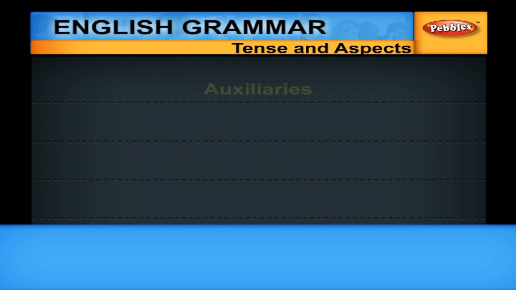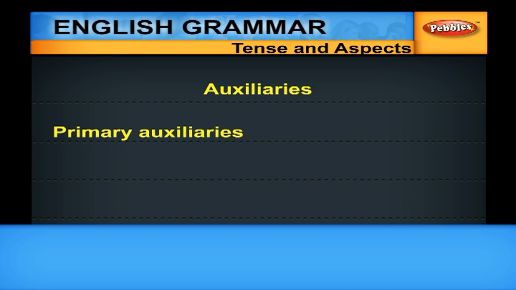Then, what about auxiliaries? They are broadly classified as primary auxiliaries and secondary auxiliaries. Secondary auxiliaries are generally known as modal verbs, and we will study about this later.